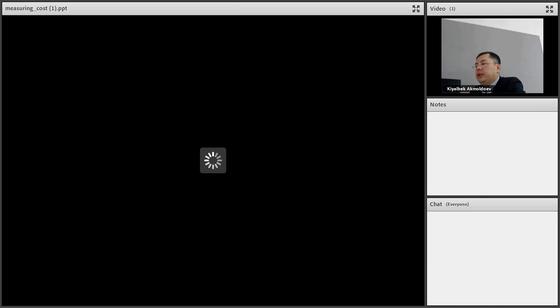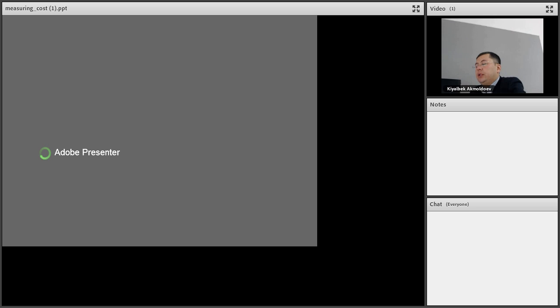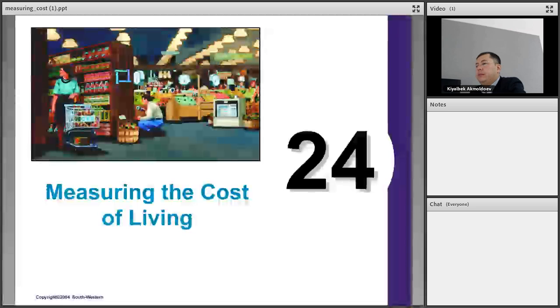So, the main questions are, as I mentioned: what does cost of living mean? Second, how do we measure cost of living? How do we calculate inflation? How do we calculate economic growth, and so on? So, measuring cost of living. This is in our book, chapter 5. Okay, let's go.